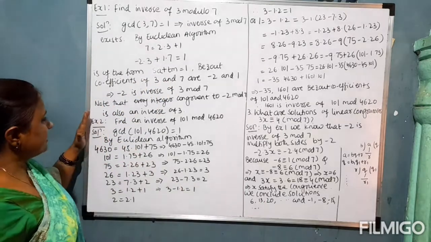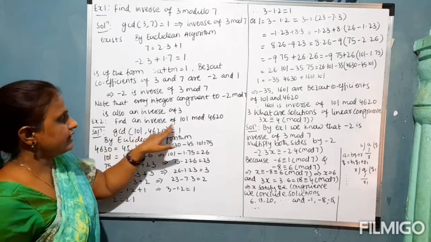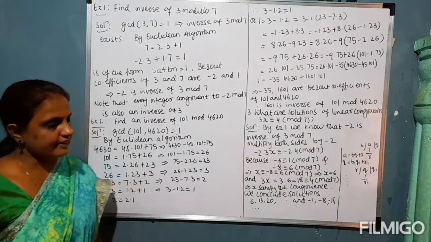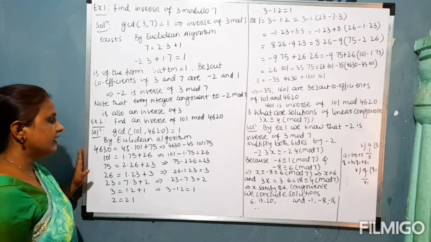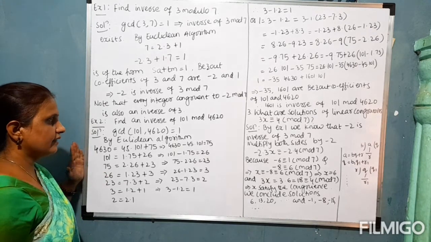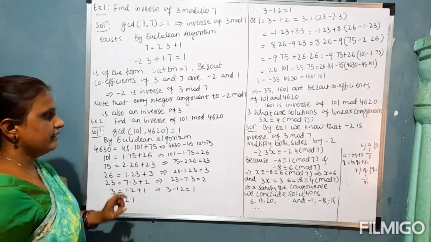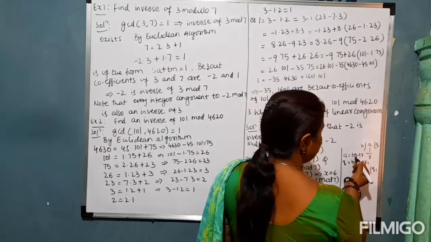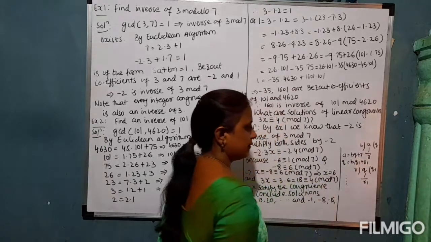Now let us use another example: find the inverse of 101 mod 4620. Here we know that the GCD of these two integers is 1. Now we will use the Euclidean algorithm. 4620 divided by 101 will be of this form, meaning A is divided by B. Here Q is the quotient and R is the remainder.